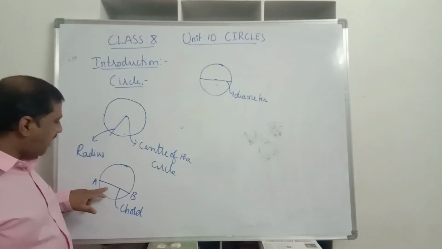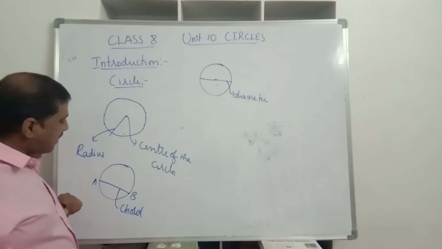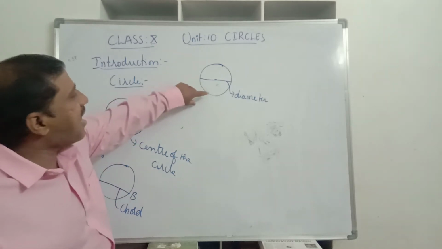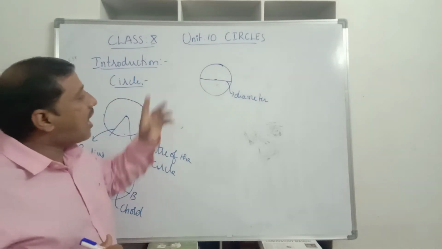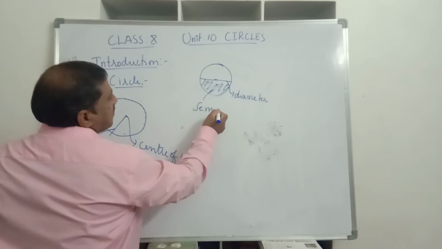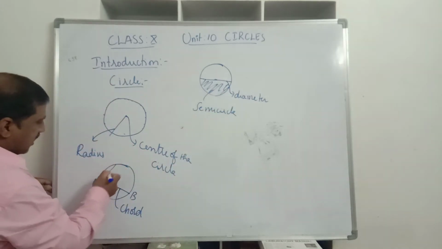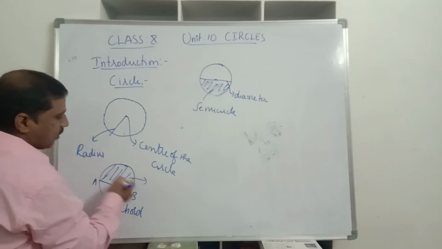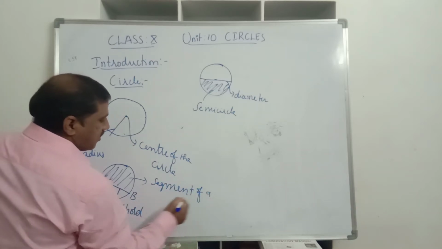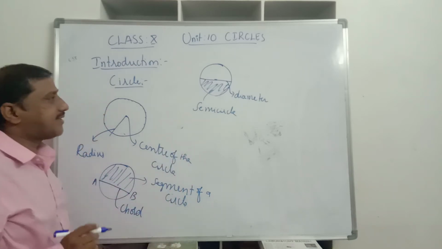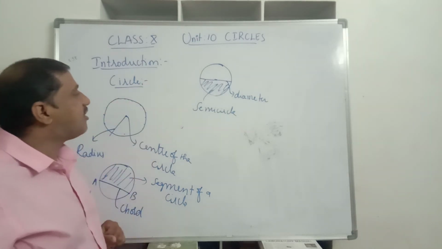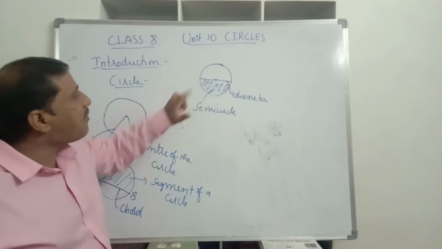So here the chord is dividing the circle into two parts. Each part is known as what? This part and that part, it is known as a segment of a circle. Here the diameter is dividing the circle into two equal parts, and each equal part is known as what? It is a semicircle. So this part is known as a semicircle. So what do we call this portion? Here this portion is known as a segment of a circle. And that is known as a semicircle, which is obtained when the circle is divided by the diameter into two equal parts. Each equal part is known as a semicircle. Now, diameter is the longest chord.